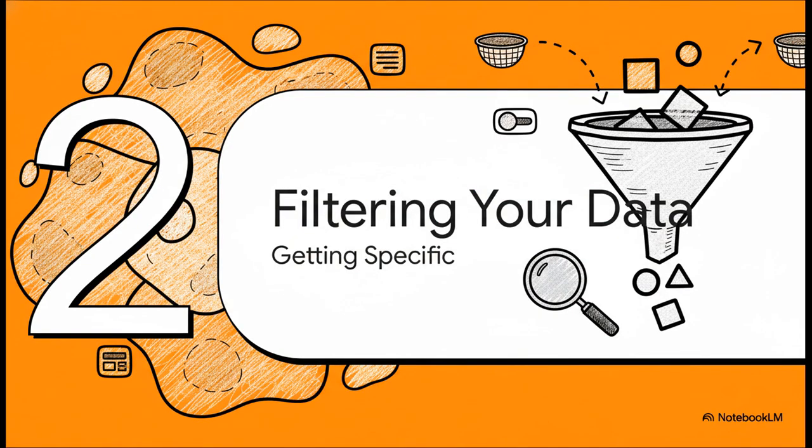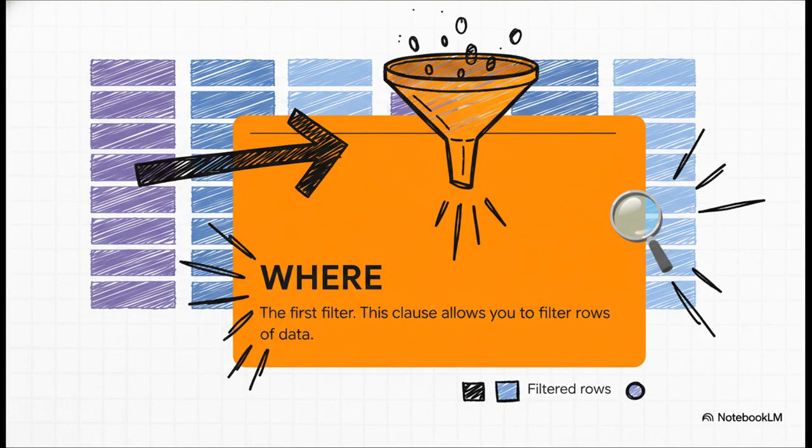But what if we don't want all the names and dates from that table? What if we only want some of them? This is where things get really interesting. We're talking about filters. This is how we take a general question and make it razor sharp. Our primary tool, our first line of defense for filtering, is the where clause.